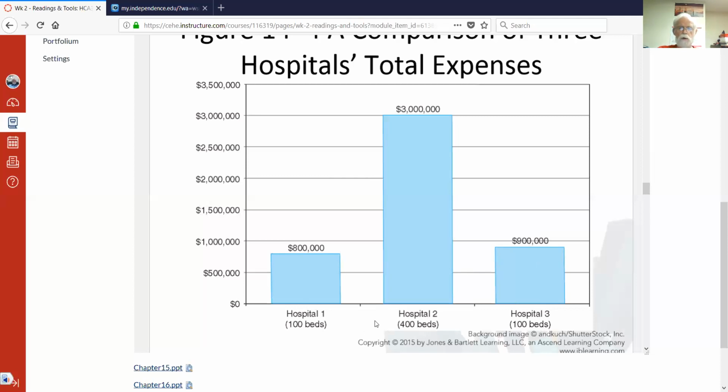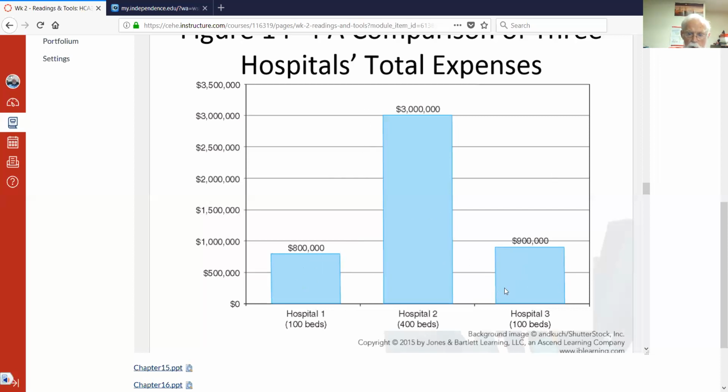So the question now becomes, what can be done to look at the two hospitals and see why one is more expensive? Maybe this one is in San Francisco and this one is in Reno. You know, very different markets and very different costs of operation. And that could be a contributing factor.